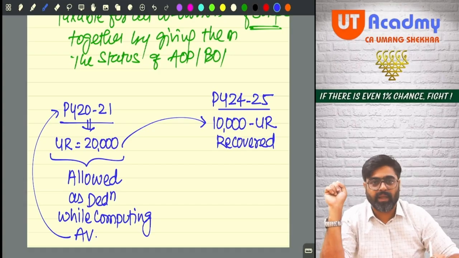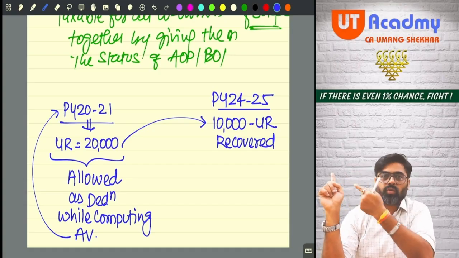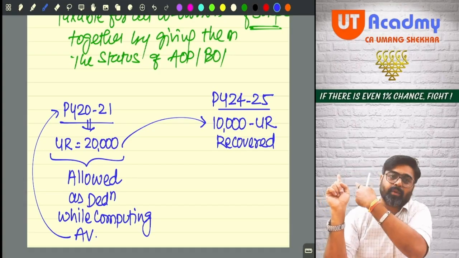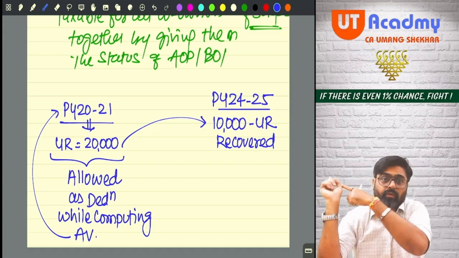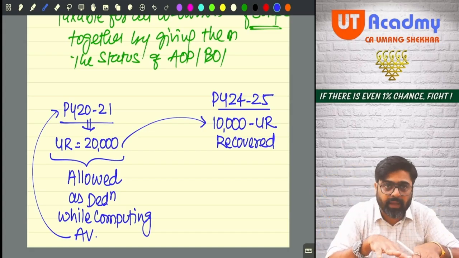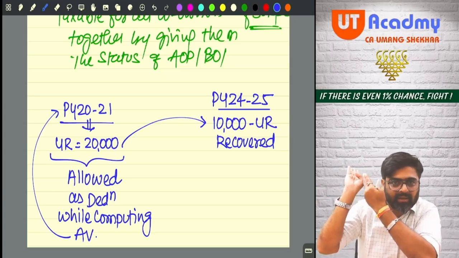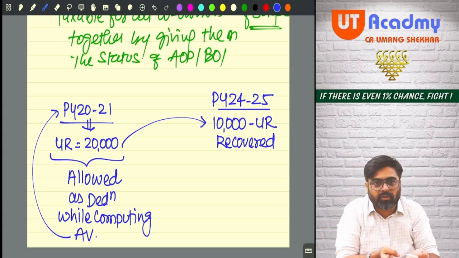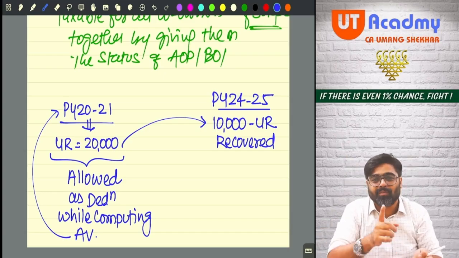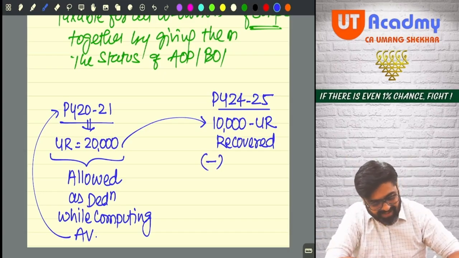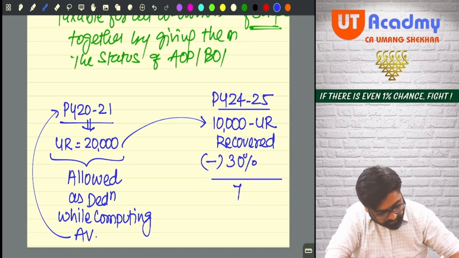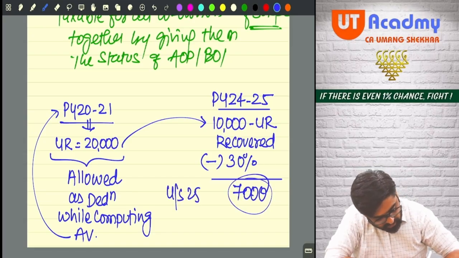Entire 20 was allowed, you did not pay tax on that entire 20. Now out of that 20, if any recovery happening, is that amount only, no, which was not taxed earlier. Now you are supposed to pay tax on this amount, yes or no? But after taking 30% standard deduction, so tell me, 7,000 will be taxable in this year under section 25A.